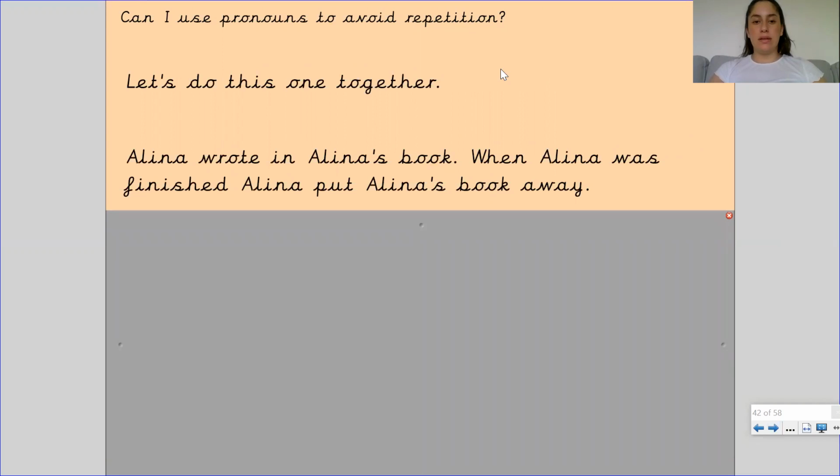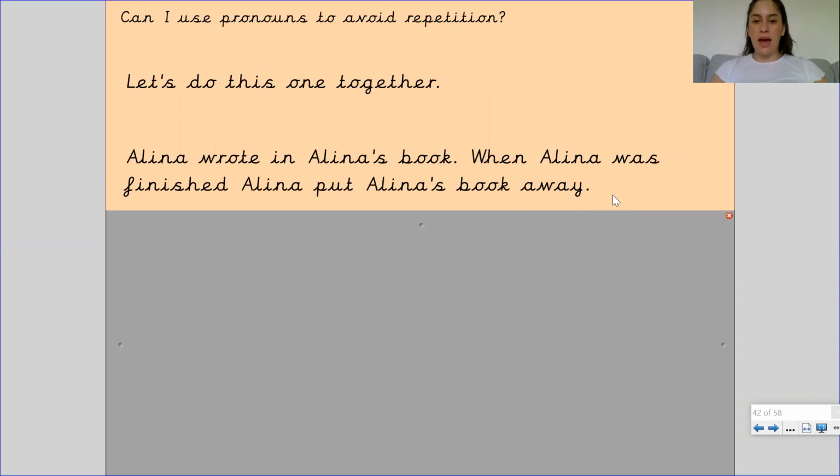How about with this sentence? I want you to pause the video once I've read the sentence and think about how you could avoid repetition here. What is the noun in this sentence? Alina wrote in Alina's book. When Alina was finished, Alina put Alina's book away.